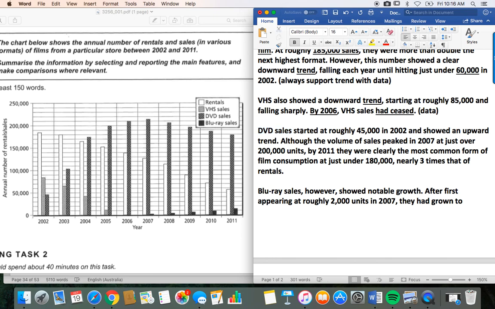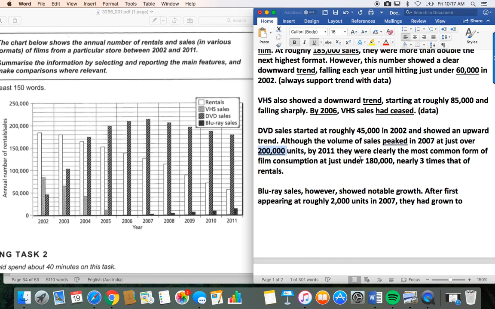DVD sales started, nice past tense, at roughly 45,000 in 2002. So again, in 2002, I use past simple and showed an upward trend. Now I'm showing off a little bit here. Although the volume of sales peaked in 2007 at just over 200,000 units, so again, trend, it peaked, and data, 200,000 units.